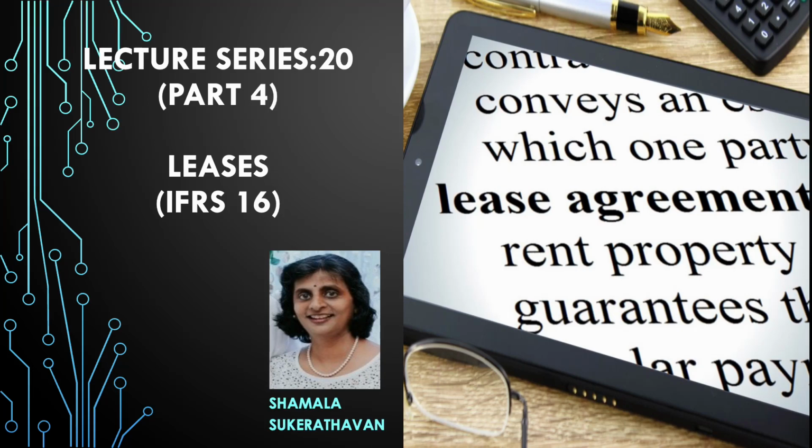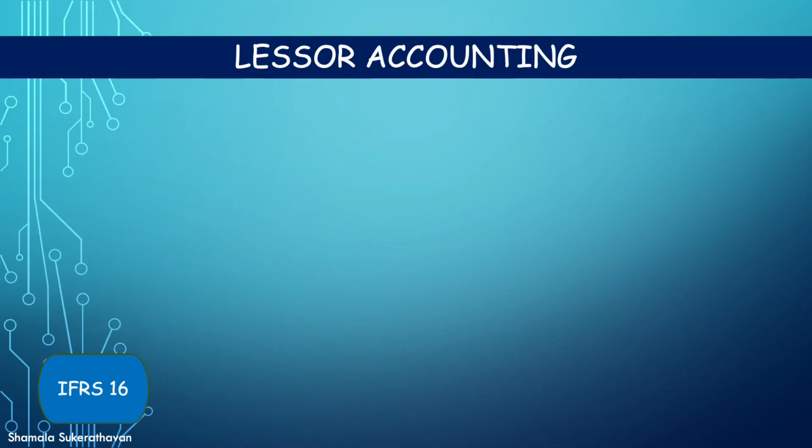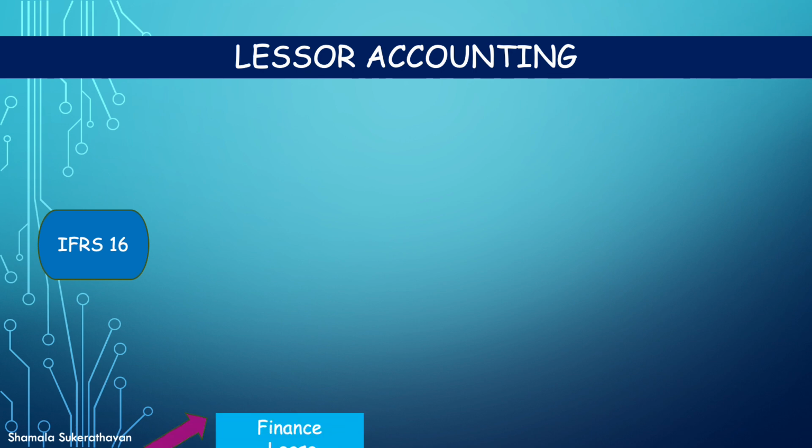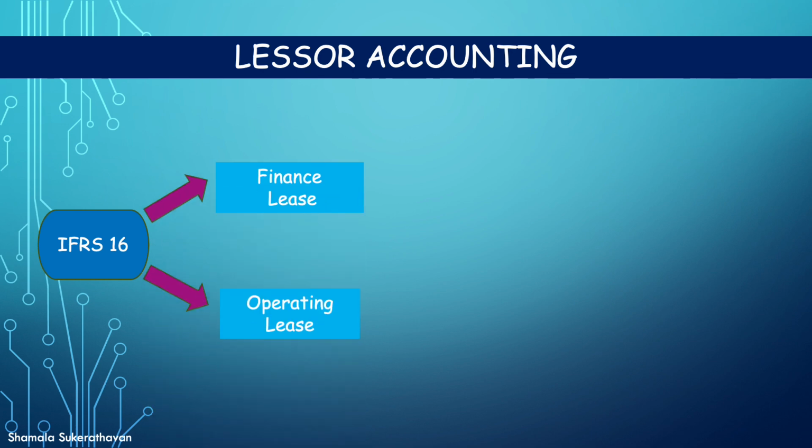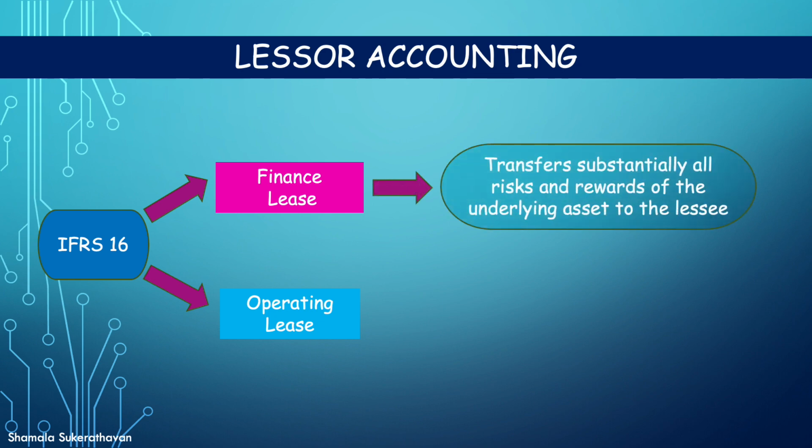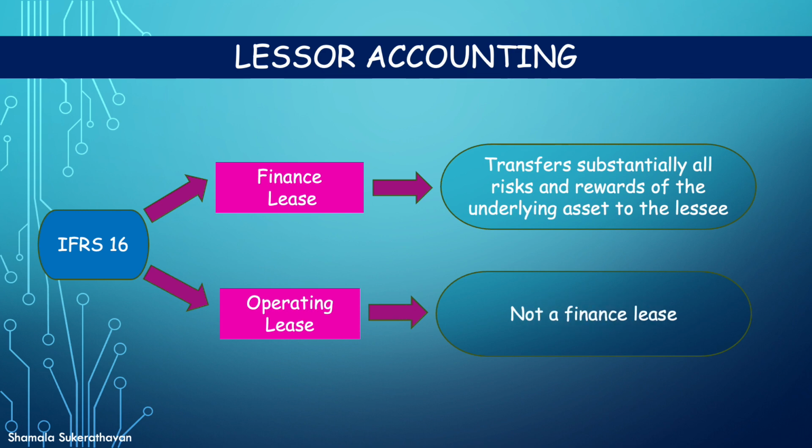Hello there. This part of Lecture Series 20 focuses on the underlying principles of lessor accounting set out in IFRS 16 Leases. IFRS 16 stipulates that a lessor shall classify each of its leases as either a finance lease or an operating lease. A finance lease is a lease that transfers substantially all the risks and rewards incidental to ownership of the underlying asset to the lessee.